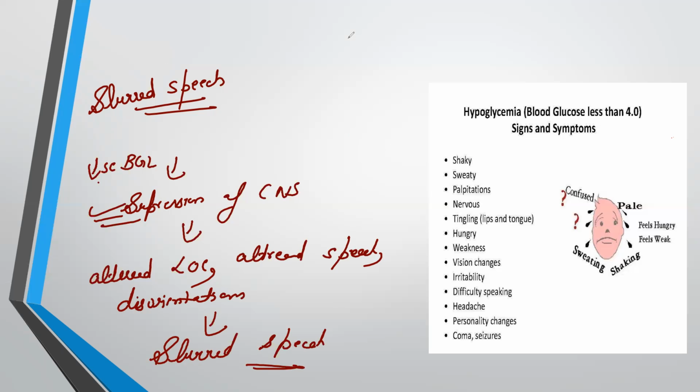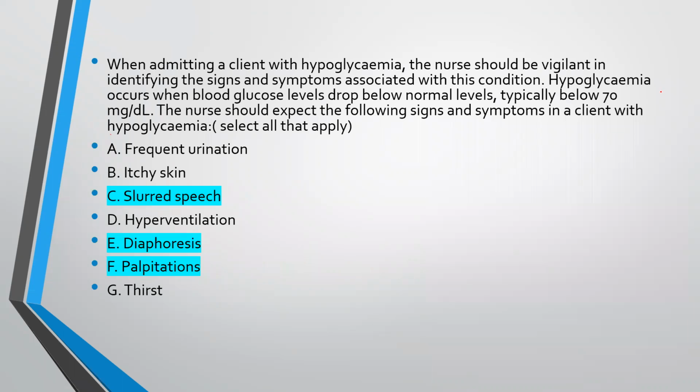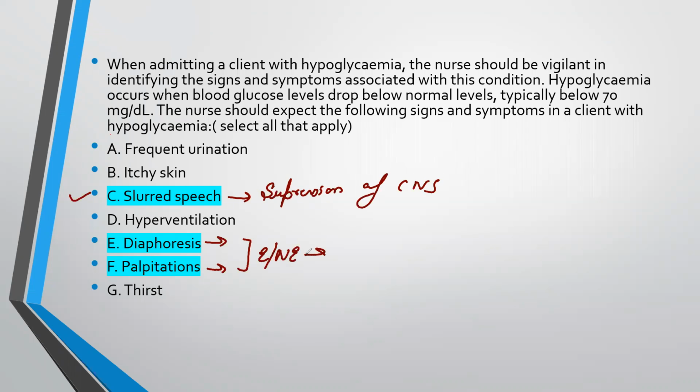Okay, so I have explained these three main symptoms. The right answer will be slurred speech due to suppression of the central nervous system, diaphoresis and palpitation due to the epinephrine and norepinephrine release and the body's stress response. So these three options will be the right answer: slurred speech, diaphoresis, and palpitation.